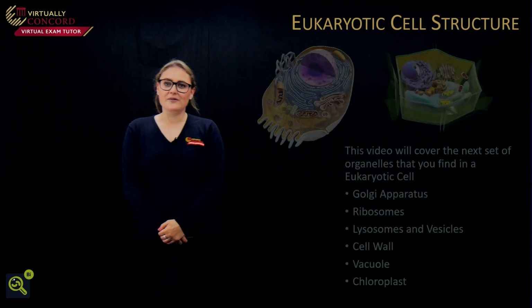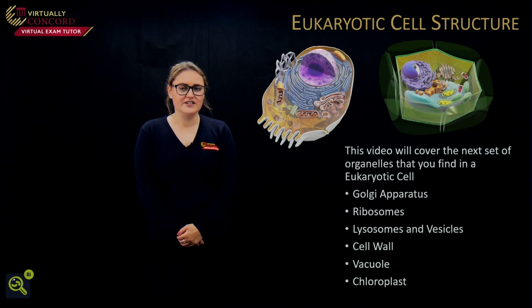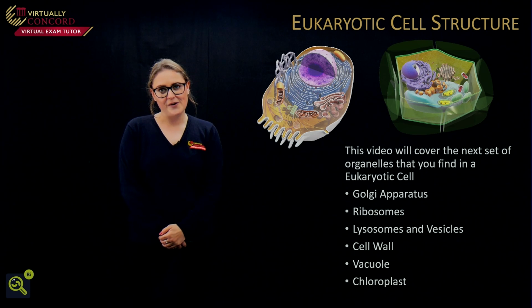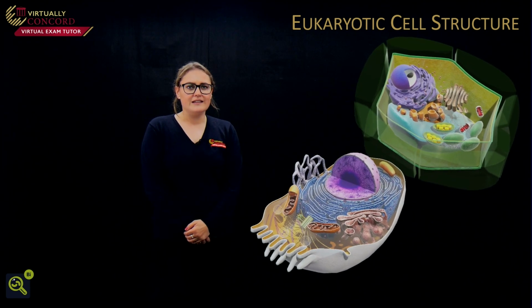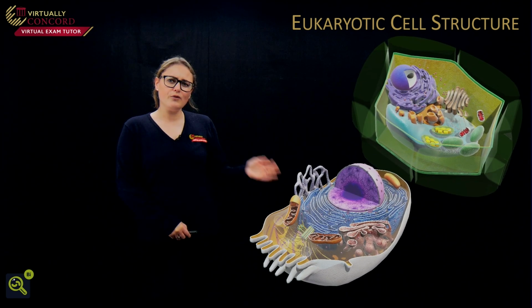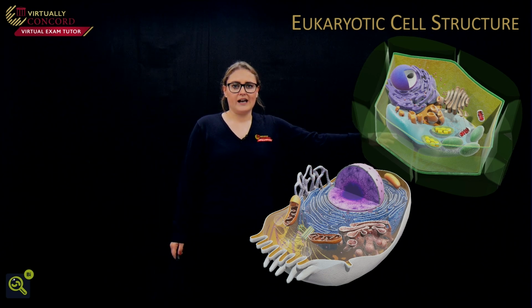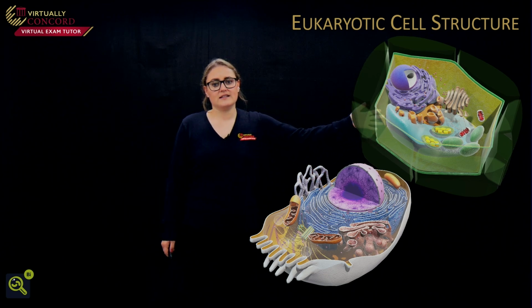In this video, however, we are going to start looking at the rest of the structures that you find in both plant and animal cells. So we're going to have a look at the Golgi apparatus, the ribosomes, the lysosomes and vesicles, the cell wall, the vacuole, and the chloroplast. So let's have a look at these in a little bit more detail. We've already looked at things like the mitochondria and the nucleus, and we're going to be moving on and having a look at some more stuff that you would find in your plant cell over here.